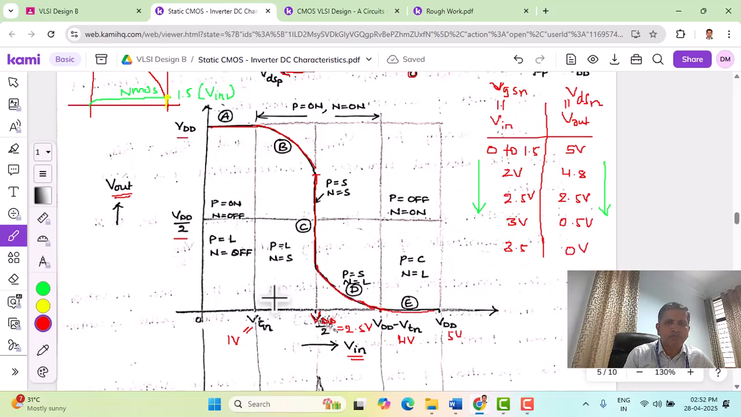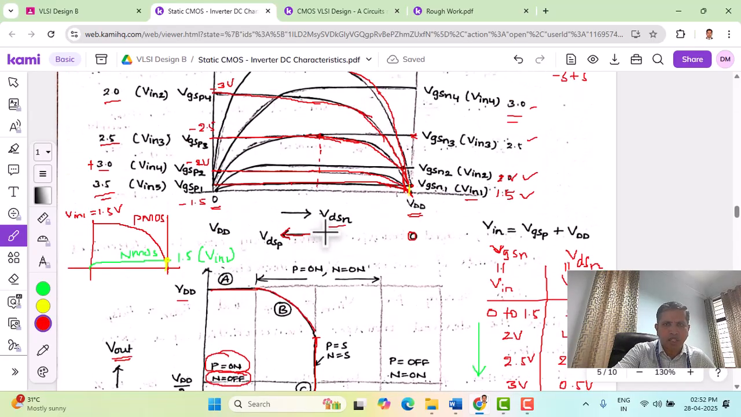In the entire transfer characteristics, we have divided into 4 segments, starting with 0 to VTN. In this segment PMOS is on, whereas NMOS is off, because for the NMOS device the threshold voltage is 1 volt, therefore NMOS remains off, PMOS is on and remains in the linear region, and NMOS remains in the cutoff region. This also can be seen from the characteristics.